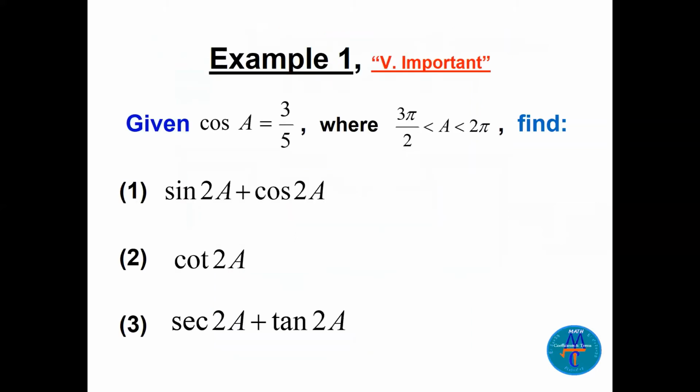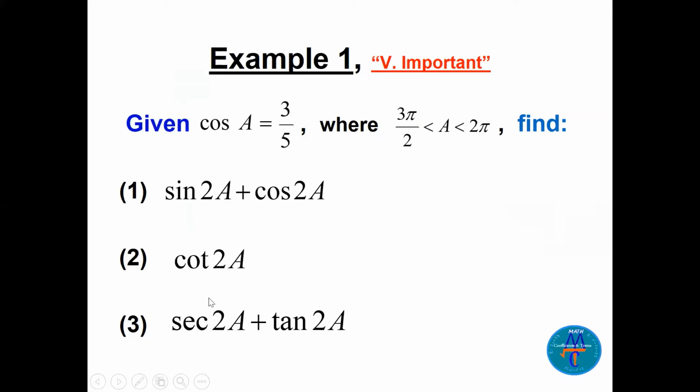Let's start with examples. Number 1 is very important. Why is it very important? It covers the ideas in this lecture directly. So we have cosine of A. A is an angle between 3 pi over 2 and 2 pi, which is quadrant 4. Cosine of A is 3 over 5.